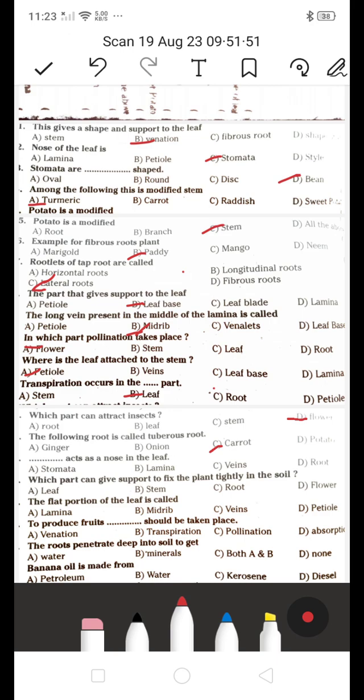Dash acts as the nose of the leaf. Just as we discussed, is it stomata, lamina, veins, or root? Stomata are useful for the exchange of gases. Which part can give support to fix the plant tightly into the soil? Everybody knows, leaf, stem, root, or flower.